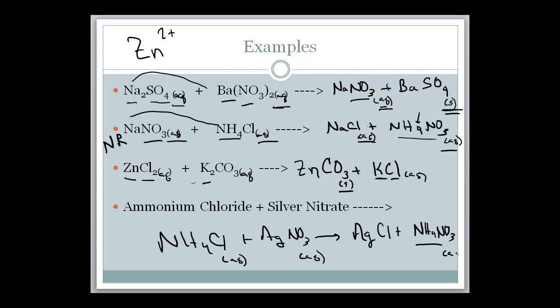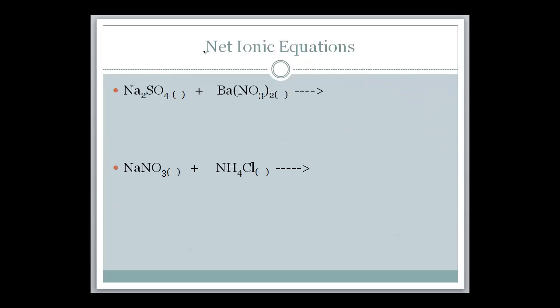Now ammonium nitrate is aqueous, or I should say it's soluble, so it gets the aqueous designation. Silver chloride, again, most chlorides are soluble, except silver is an exception. So that's insoluble, so it gets the solid subscript. So one of them changes, so that reaction does happen. Okay, let's take a look at a couple more examples.